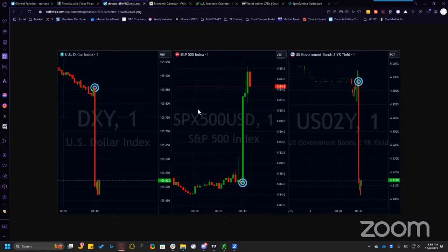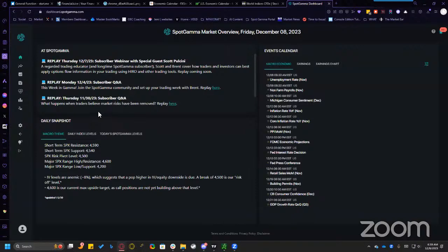They will be moving inverse of the market, or they should, right? So if the S&P had gone down, we'd see the dollar going up, 2-year yields going up. Cool, cool. All right, you like it.